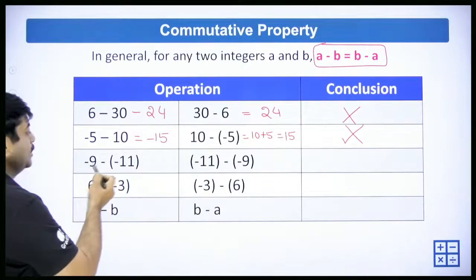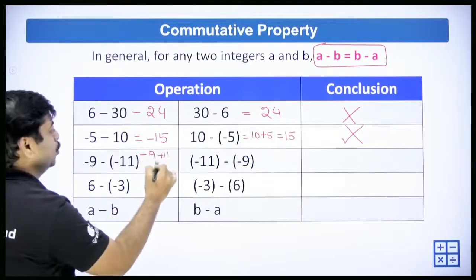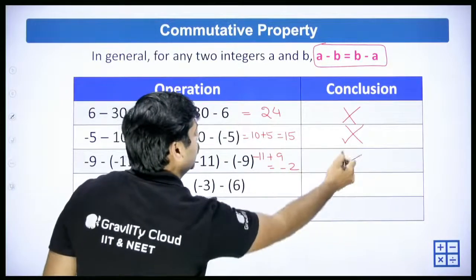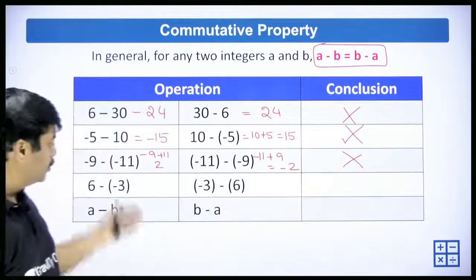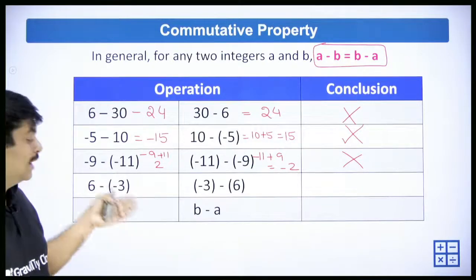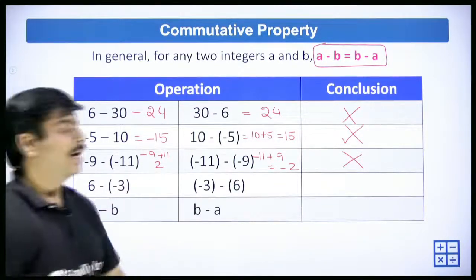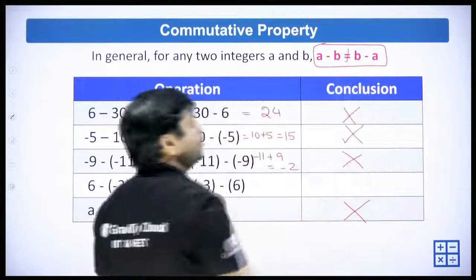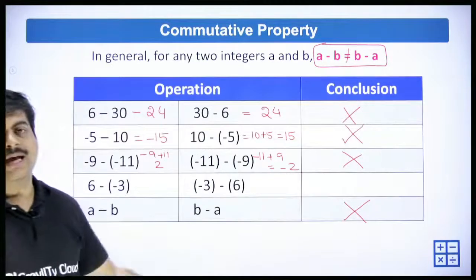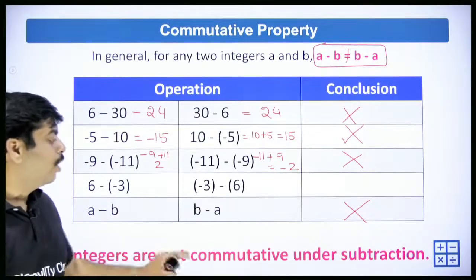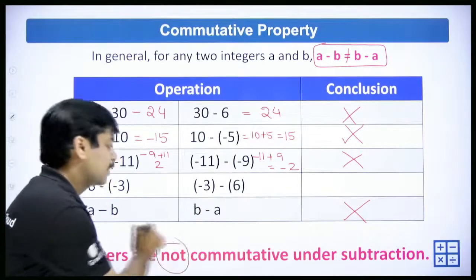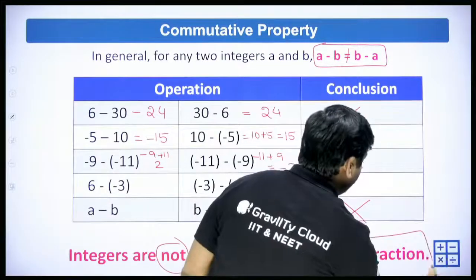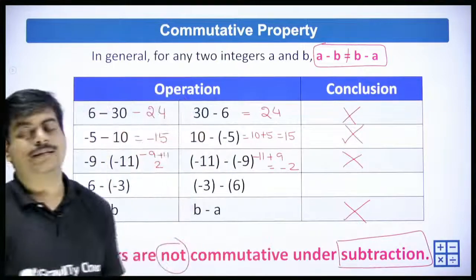Minus 9 plus 11 is 2. Minus 11 plus 9 is minus 2. Both are not the same. You can also try with the next one. So what I can say is a minus b and b minus a are not the same. So a minus b is not equal to b minus a, and we can say they are not commutative under subtraction. Please try to remember that. It is valid for addition, but it is not valid for subtraction.